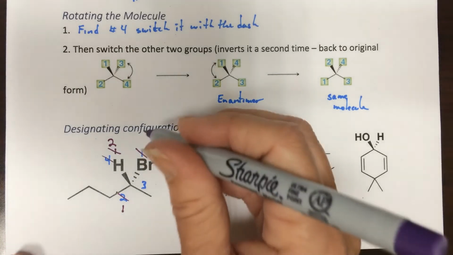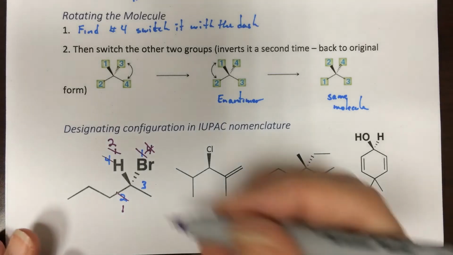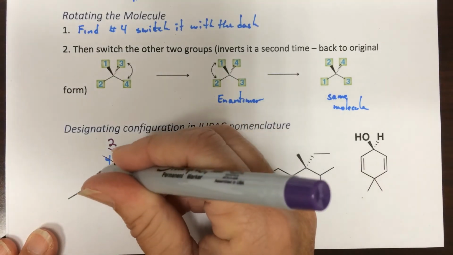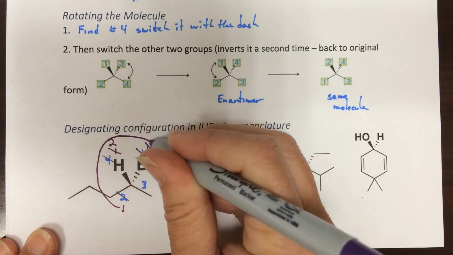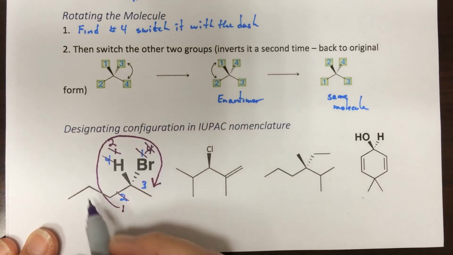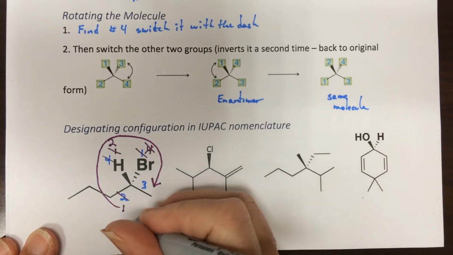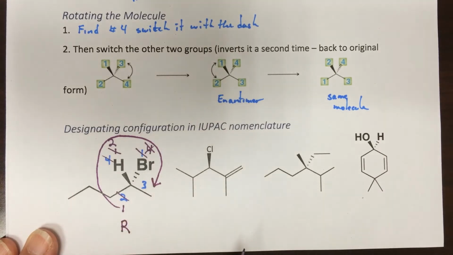Now we're going to ignore the 4 and we're going to see whether the 1, 2, 3 go in a clockwise or a counterclockwise direction. So 1, 2, 3. Well, that's the way the clock runs, and so this is an R configuration.